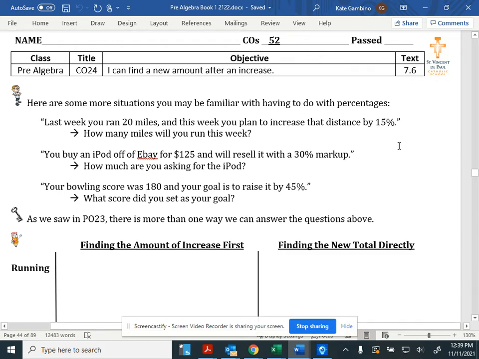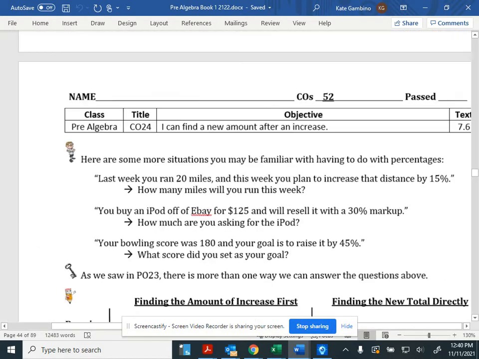Okay, good afternoon. We are working on CO24. I can find a new amount after an increase. So we're going to continue working with those percentages. We're just going to go deeper with the percentages now. How can we use those percentages? Here are some more situations you may be familiar with having to do with percentages.